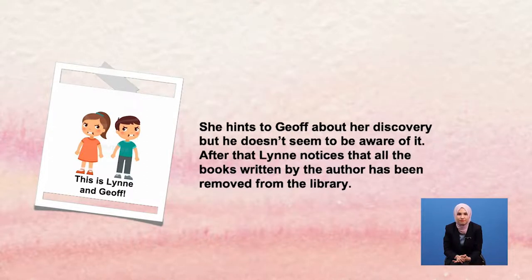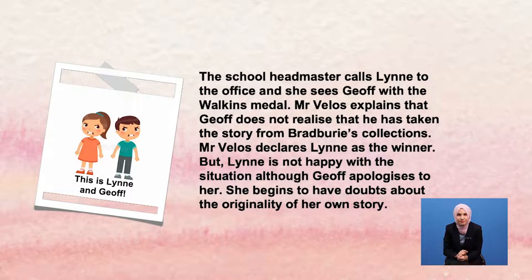She hints to Joff about her discovery, but he doesn't seem to be aware of it. After that, Lynn notices that all the books written by the author have been removed from the library. The school headmaster calls Lynn to the office and she sees Joff with the Watkins Medal. Mr. Velos explains that Joff did not realize that he had taken the story from Bradbury's collections. Mr. Velos declares Lynn as the winner, but Lynn is not happy with the situation, although Joff apologizes to her. She begins to have doubts about the originality of her own story.